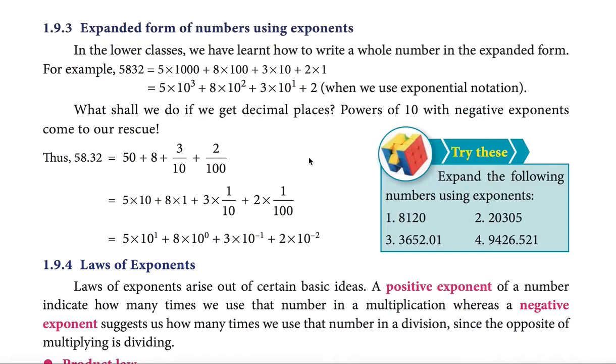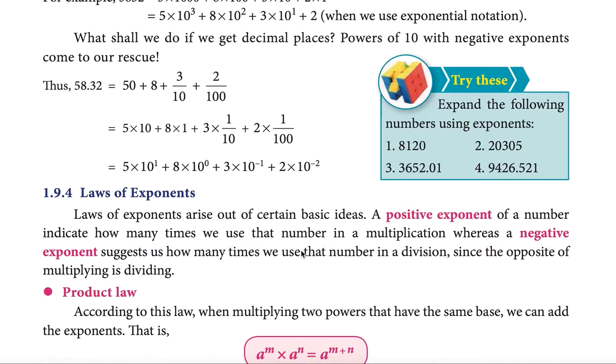What shall we do if we get decimal places? Powers of 10 with negative exponents come to our rescue. For example, 58.32 is 50 plus 8 plus 3 by 10 plus 2 by 100. So 5 into 10 power 1, 8 into 10 power 0, 3 into 10 power minus 1, 2 into 10 power minus 2. Similarly, you try to expand the given numbers here.